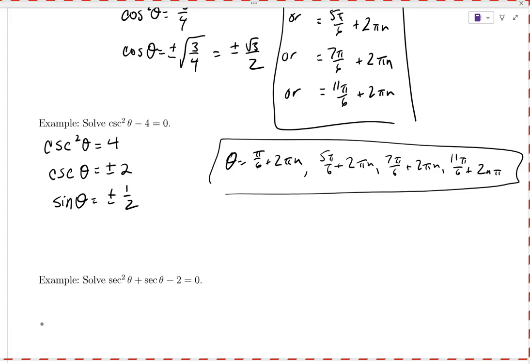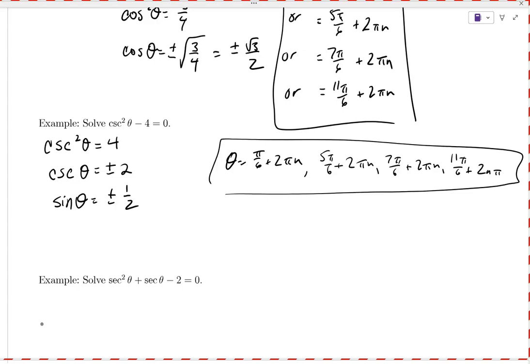So again, same process. Find your solutions in one period. 5 pi over 6, 7 pi over 6, 11 pi over 6. That gives you those solutions in 0 to 2 pi. And then add multiples of 2 pi to get all of the solutions. Okay?